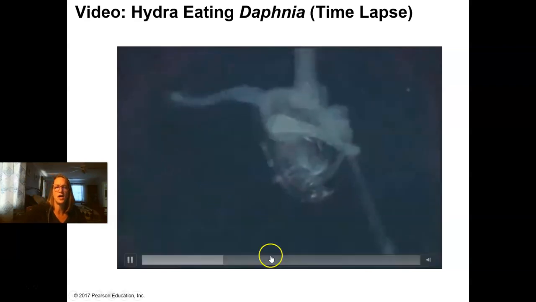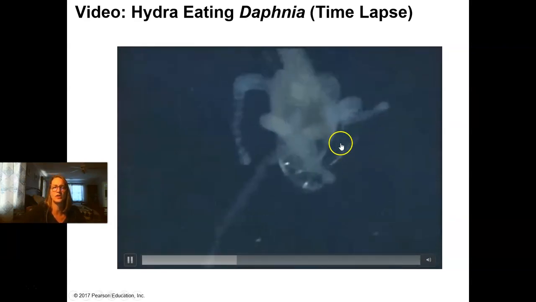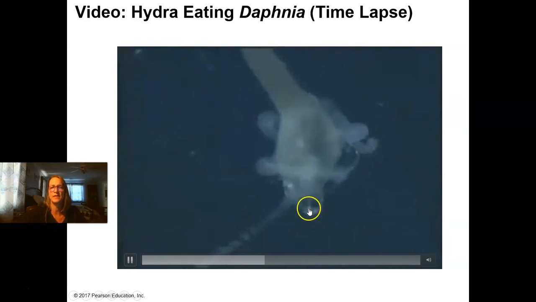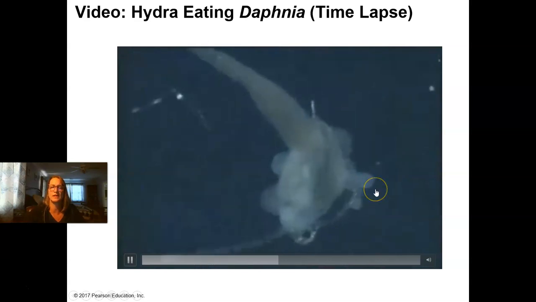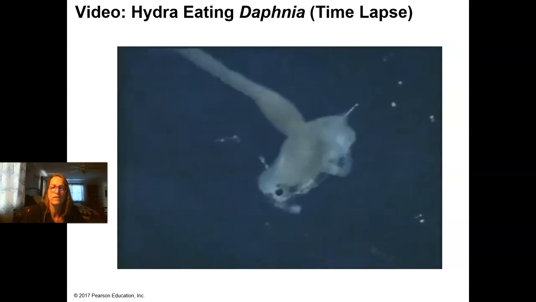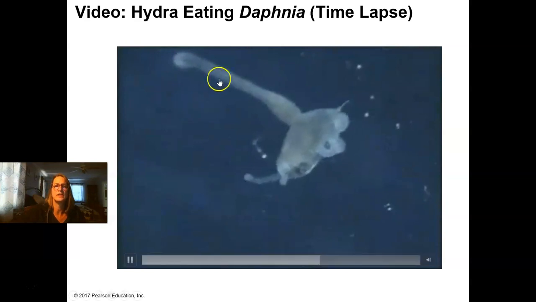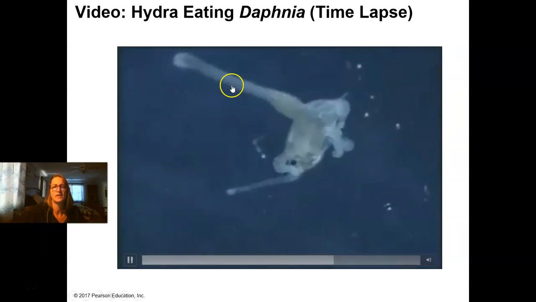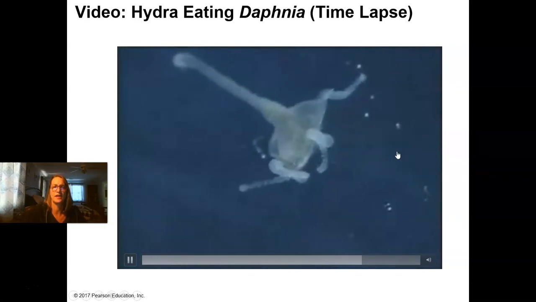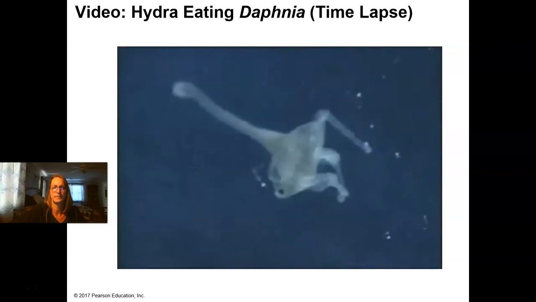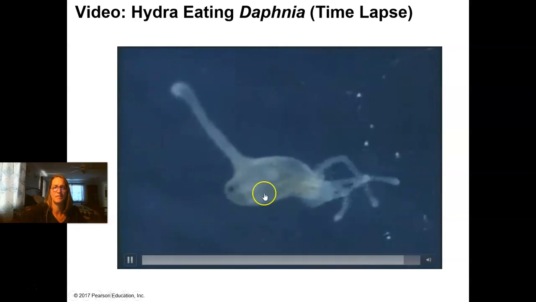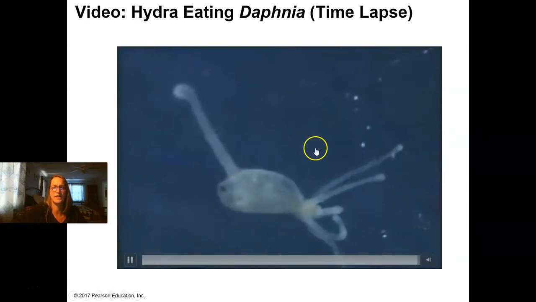It's kind of hard to see what's going on, but the hydra has captured the Daphnia, and now it's shoving the Daphnia into its mouth. The mouth is right here. Here's the tentacles, and here's the body of the Daphnia. And you can see it's actually being engulfed. Here is the gastrovascular cavity of the hydra, if the hydra can get the Daphnia in there. Okay, and that's the end. Yep, there we go. So here's the mouth, and now it's in the gastrovascular cavity.